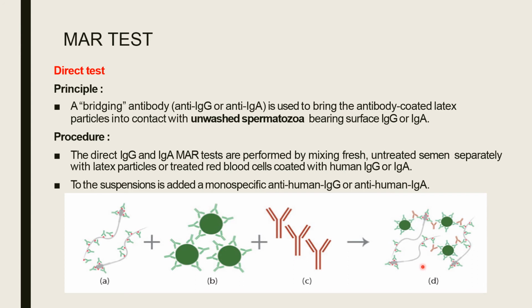So we'll count 200 sperms, and then we'll see percentages: how many of them were attached to the beads or the latex particles, and how many are free. If less than 50% are bound, then we will say the semen is normal, it is not having the pathological condition, that means they do not have anti-sperm antibodies. And if more than 50% of sperms are bound with these latex particles, it means these sperms have a considerable number of anti-sperm antibodies, so they are having anti-sperm antibodies.